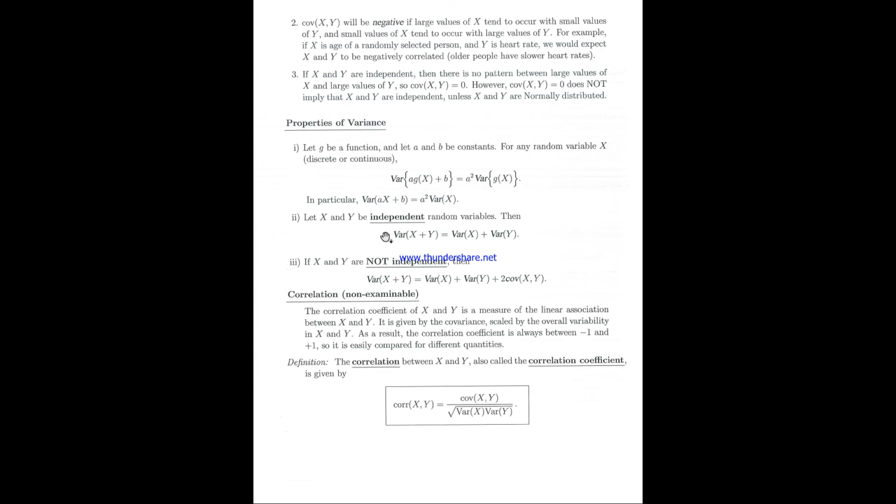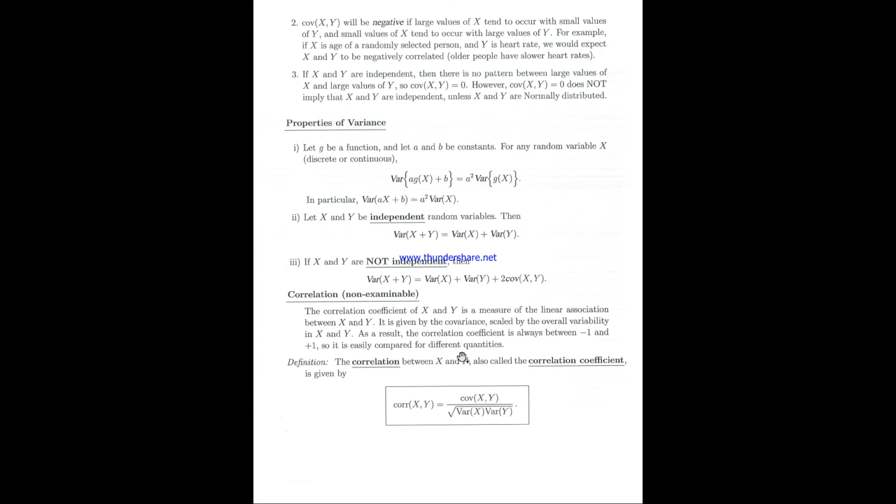If x and y are independent, the variance of x plus y is equal to the variance of x plus the variance of y. But if x and y are not independent, you have to write the variance of x plus y as the variance of x plus the variance of y, plus you have to consider the covariance as well. That is 2 times the covariance of x and y. So you have to remember this well. The covariance part does not appear when x and y are independent, since it is equal to 0.